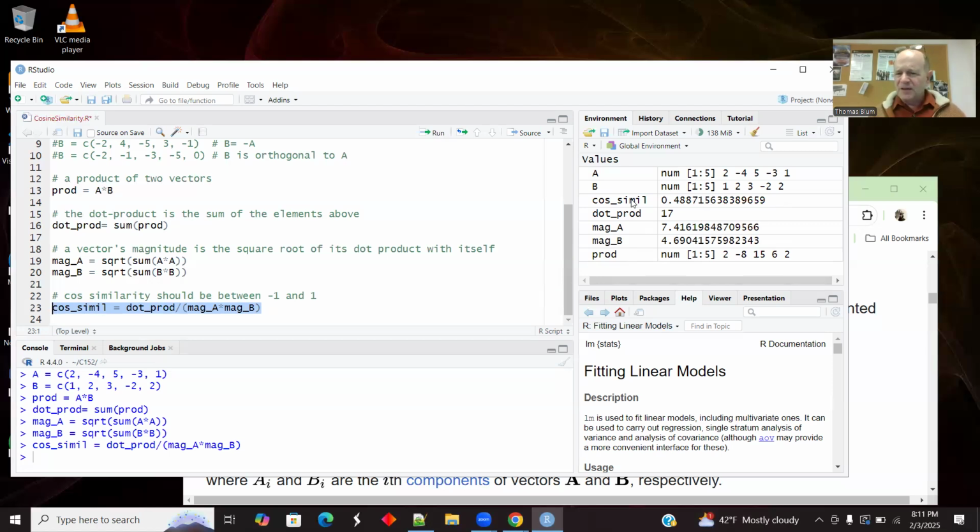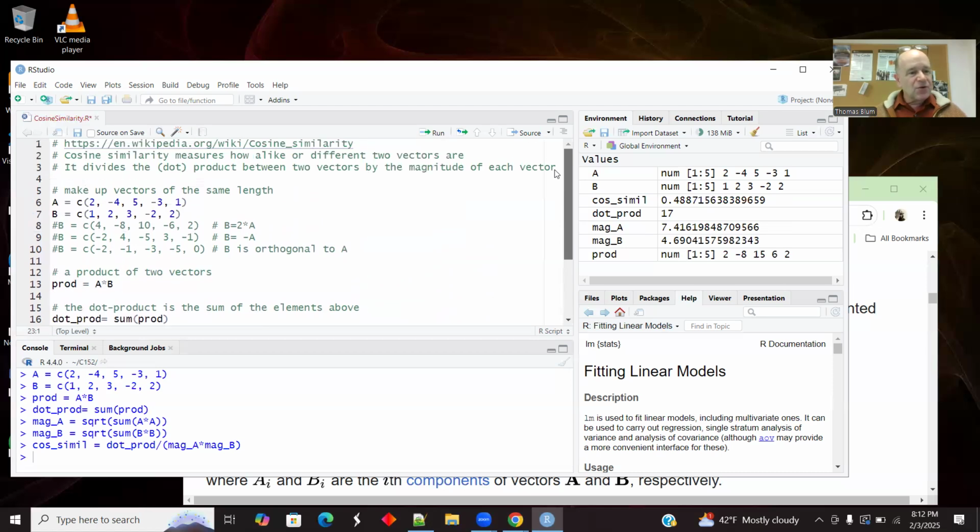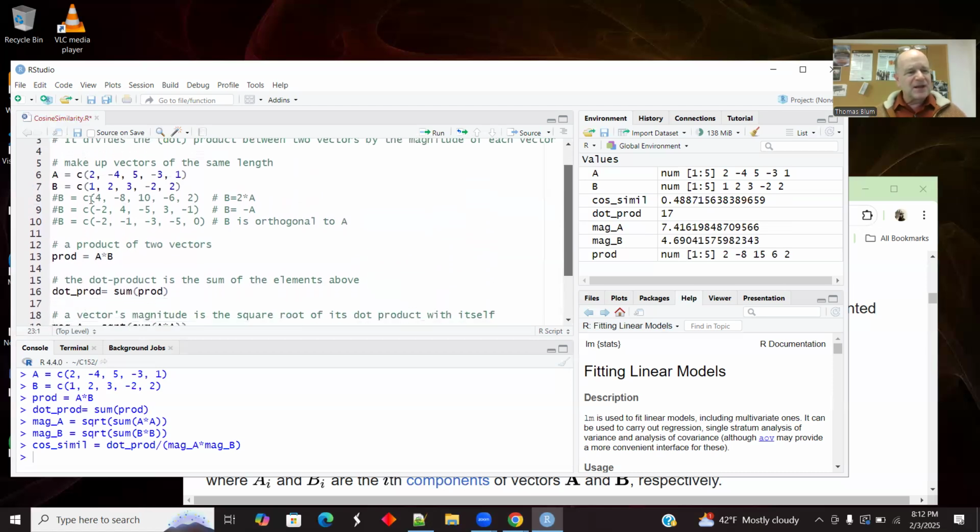But this is an idea of how, if we're thinking of these two vectors as pointing in some space, how similar are they in their direction? So 1 would be completely aligned, -1 would be pointing exactly opposite, and 0 would mean that the vectors were pointing at right angles. They're orthogonal, as we say. Okay. So I just had some examples here.